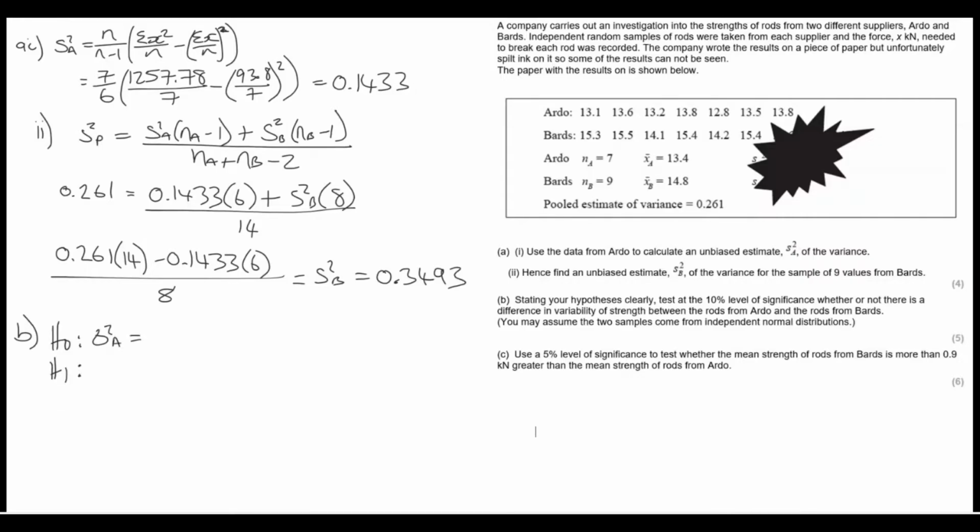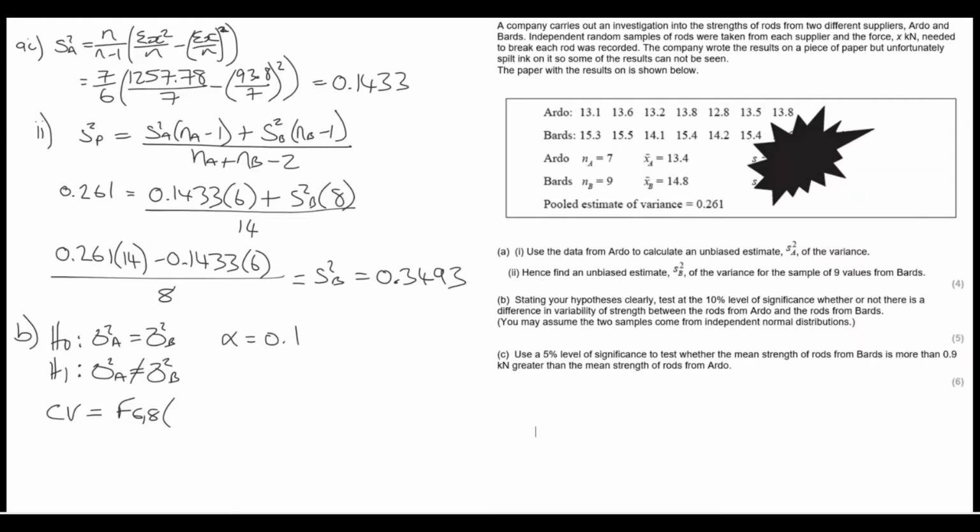The alternate hypothesis, variance of A does not equal variance of B. So 10% level of significance. This is a two-tailed test, so this should be alpha over 2, so 0.05. Critical values, we can find those by looking up in the tables. And we're going to look up with the parameters 6 and 8. And we're going to use the 0.05 section of the tables.